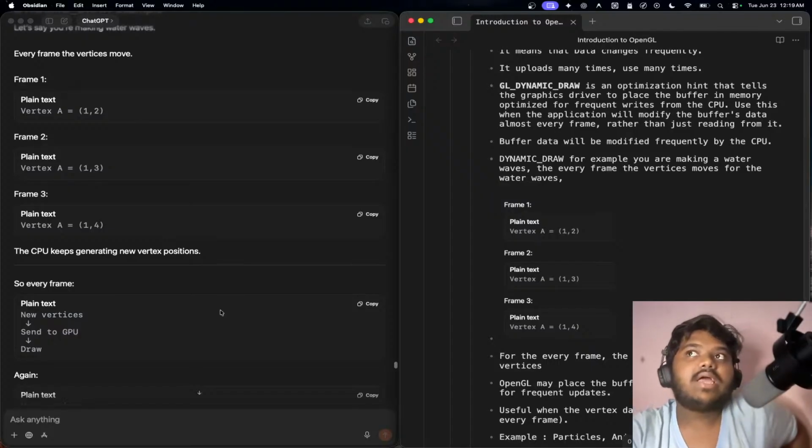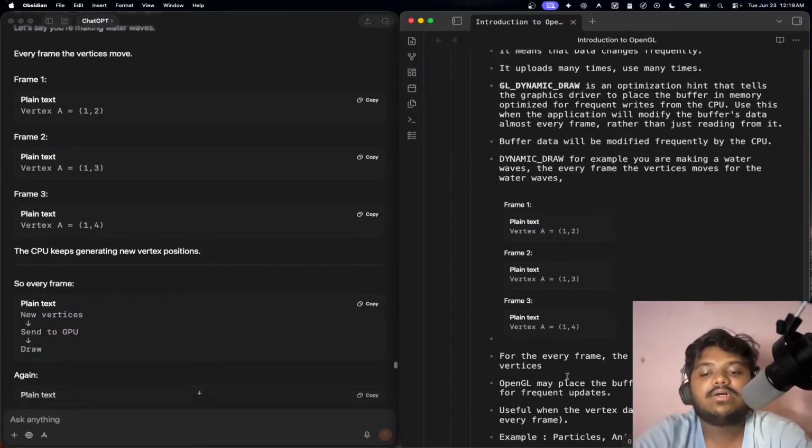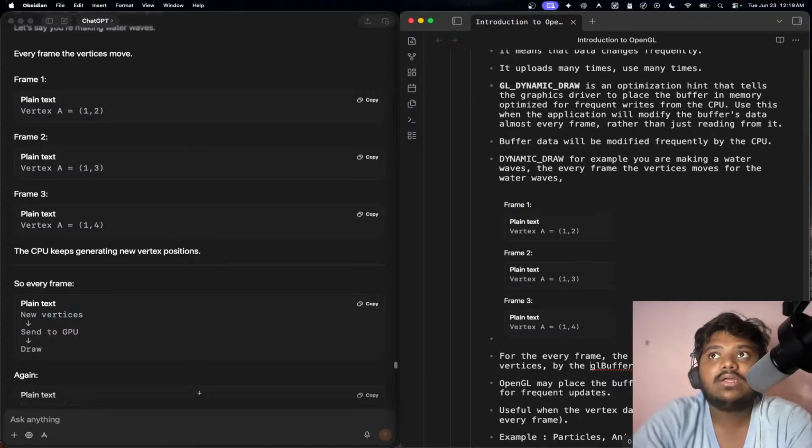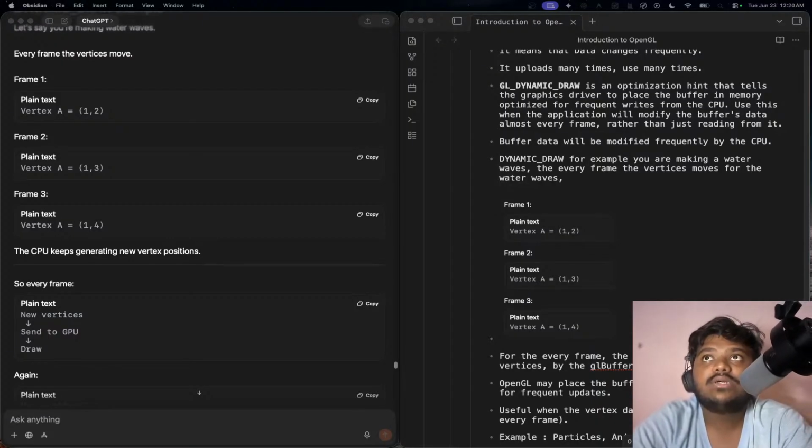So how is it actually sent to the GPU? By glBufferData, I think so. Yeah, this is done by glBufferData. It's supposed to be like that, isn't it?